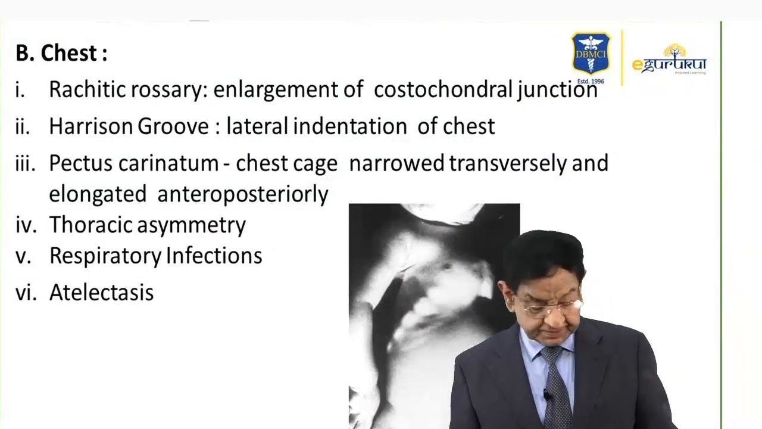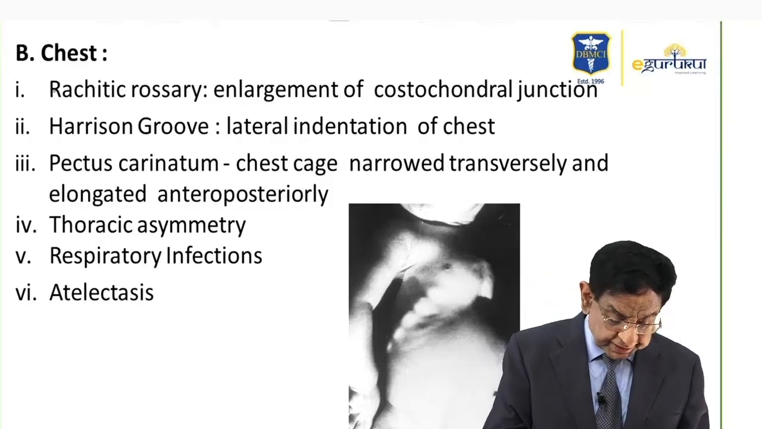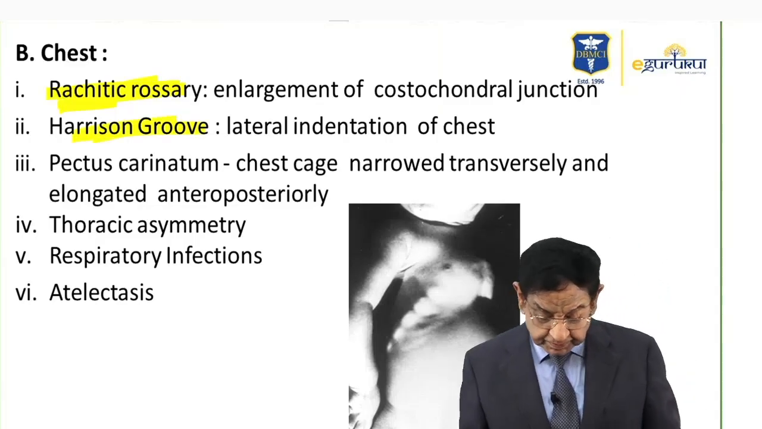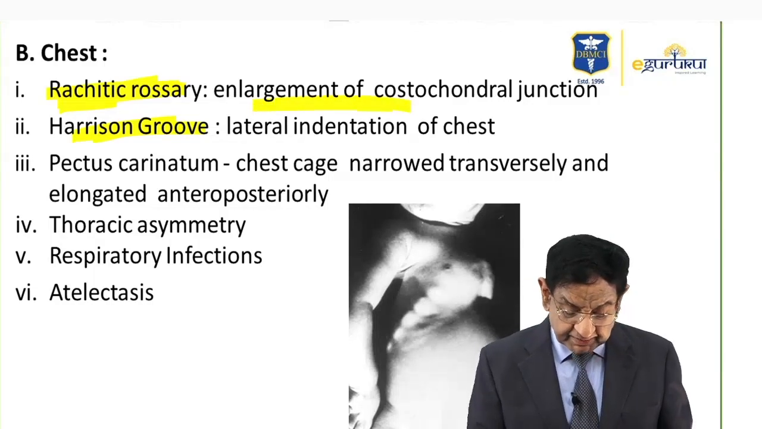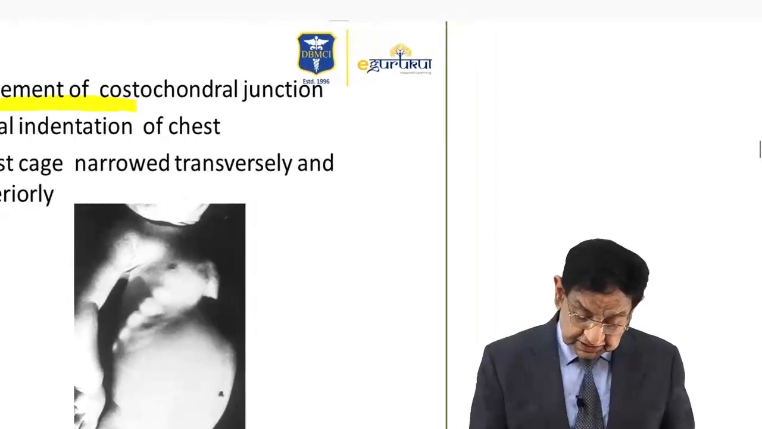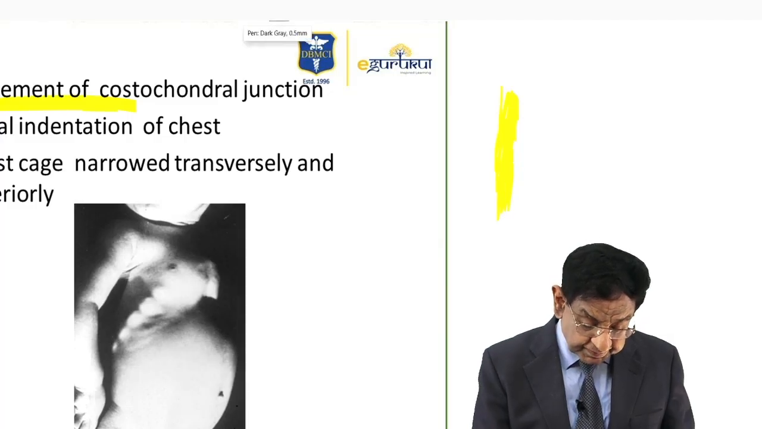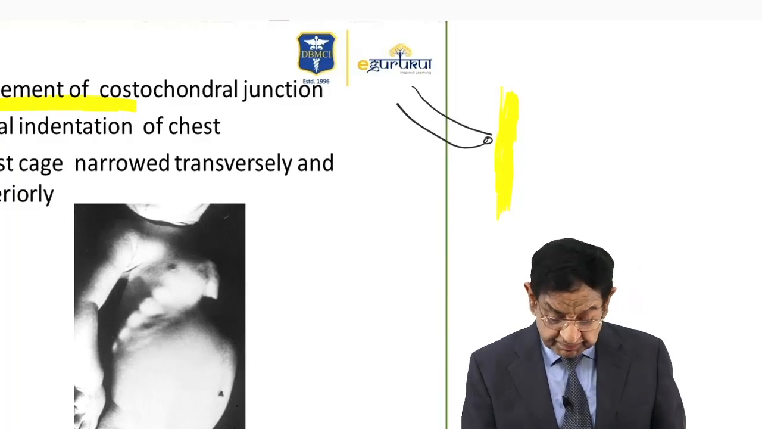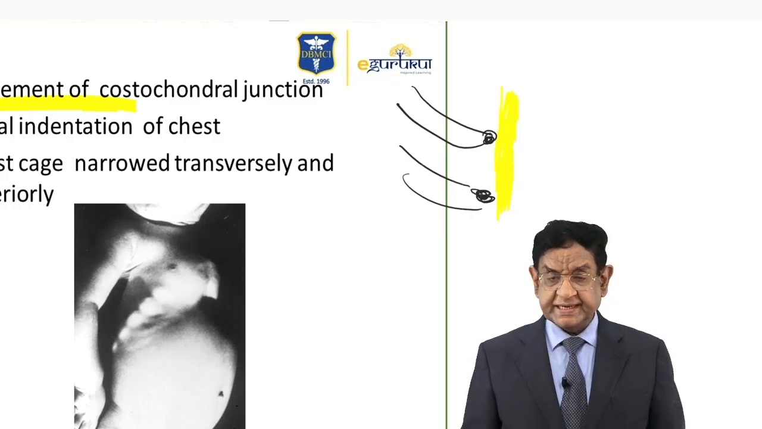Now we talk about the chest. In the advanced stage of rickets, there can be rickety rosary, a very, very important point, and there can be Harrison groove. What happens? The costochondral junctions become enlarged. This is the sternum, and here come the costochondral junctions, and they become enlarged.